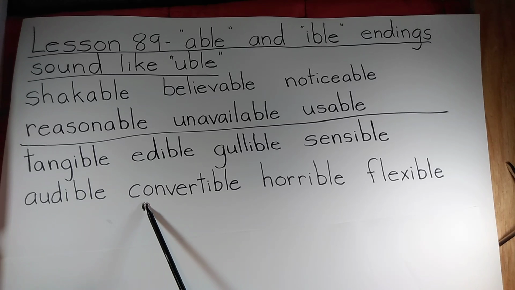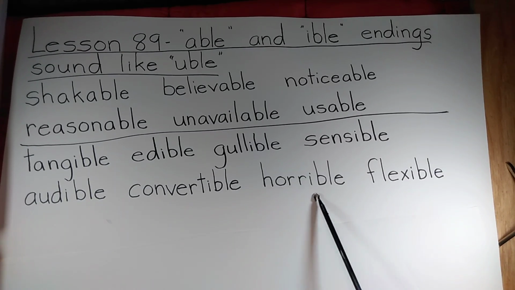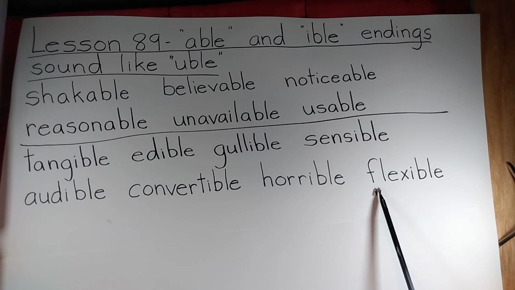Able to be heard. Convertible. This means able to be changed from one form to another. A car with a top that can be pulled down is a convertible because it can be changed from a regular car top to an open air. And so that's convertible. Horrible, terrible, awful. There was a horrible accident on the interstate highway. Flexible. This means bendable. The soft plastic was flexible.